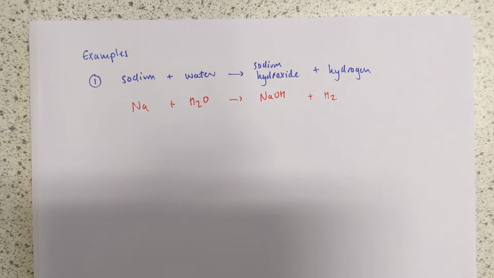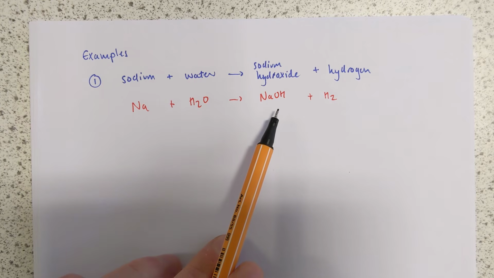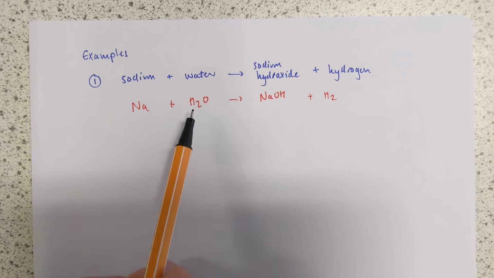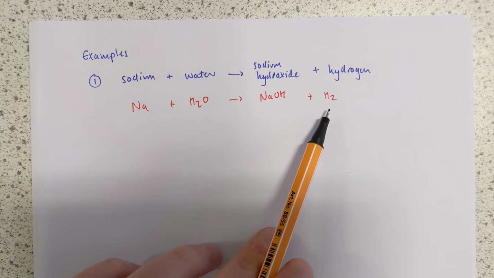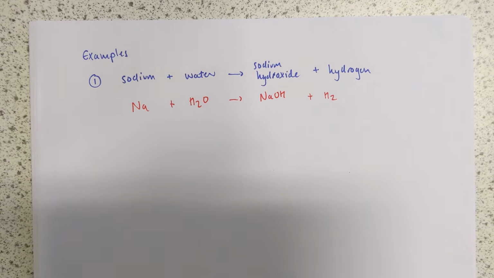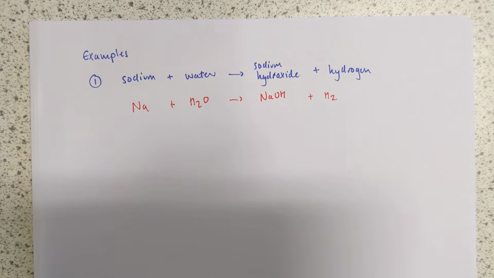The last step is I need to make sure it's a balanced symbol equation. So I need to basically count up every element on each side. So I've got one sodium, that's balanced. I've got one oxygen and one oxygen, that's balanced. However, I've got 2 hydrogens here and 3 hydrogens here. Now to get that balance maybe is a little bit tricky. When I'm balancing an equation, I can't change any of the formula. I can only use big numbers in front of the formula, big balancing numbers.